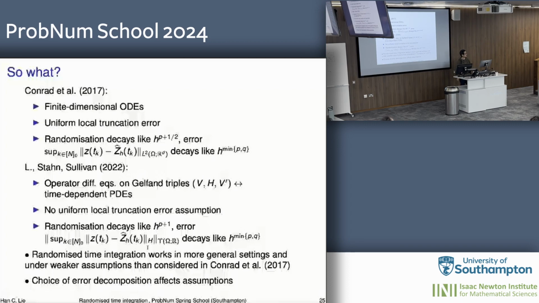So the point of this is that randomized time integration is not just a finite dimensional concept. It works in infinite dimensions as well, at least in Hilbert space settings. And it can work under weaker assumptions than were initially assumed. And again, if there's one thing that you take away, it's that if you're interested in doing error analysis, it's like a game. Where can you put a lot of the effort?